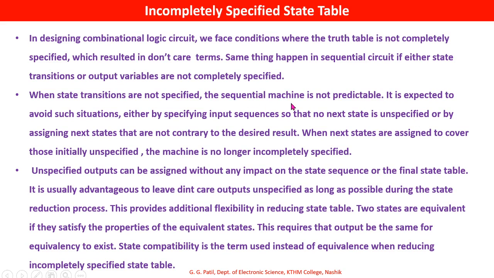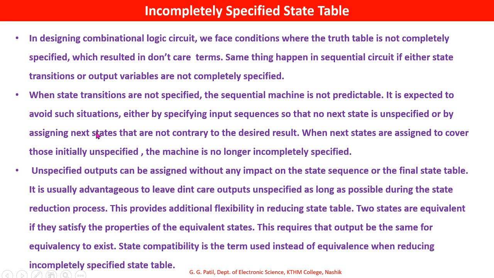In a combinational logic circuit, we face conditions where the truth table is not completely specified, and in such a case we write them as don't care terms. The same thing is there in a sequential circuit if either state transitions or output variables are not completely specified. When state transitions are not specified, the machine is not predictable. We cannot predict the behavior of that machine under such conditions.